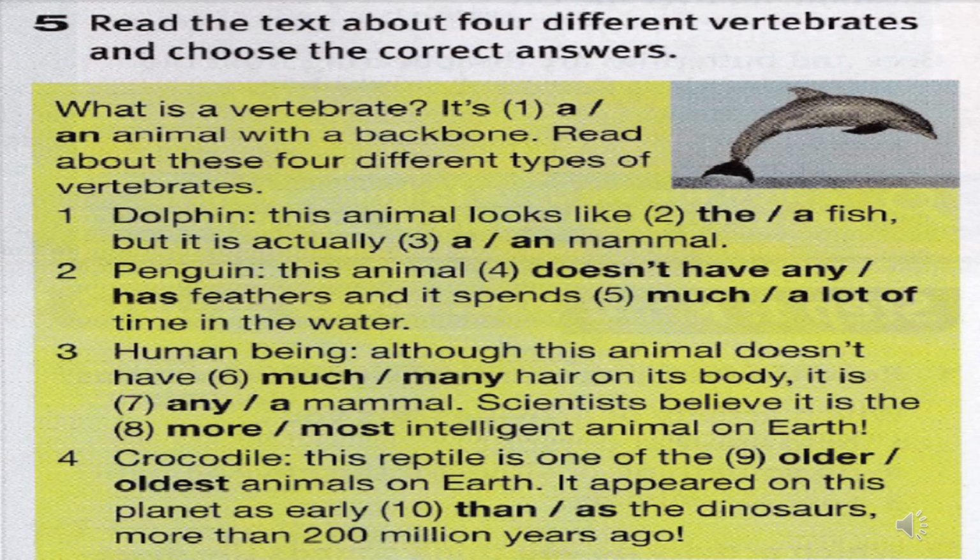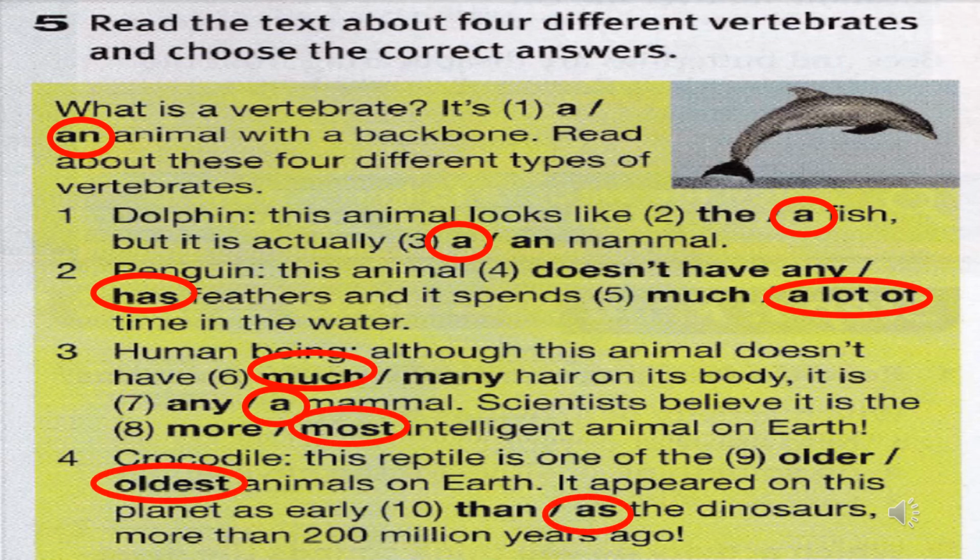Task 5, read the text about 4 different vertebrates and choose the correct answers. Check your answers. Number 1, N. Number 2, A. Number 3, A. Number 4, has. 5, a lot of. 6, much. 7, a. 8, most. 9, oldest. 10, s.